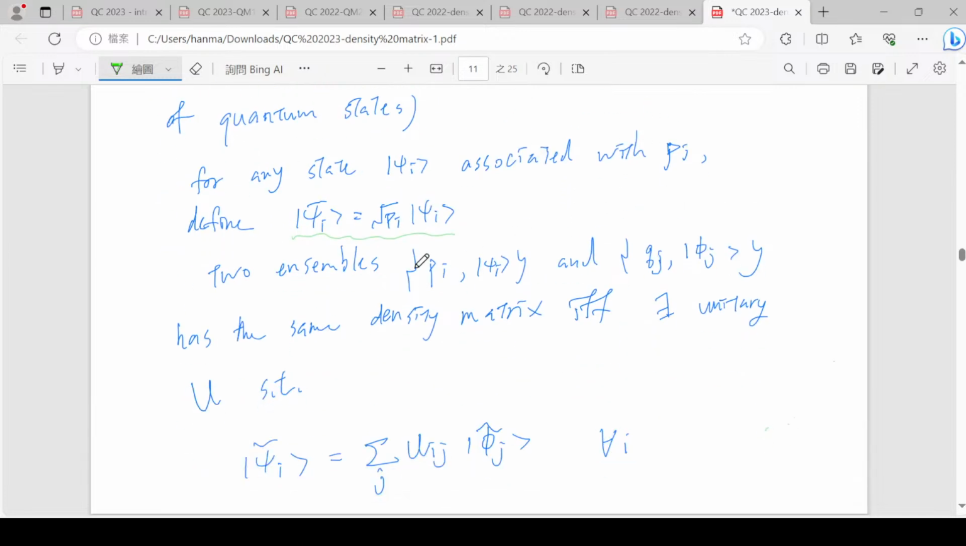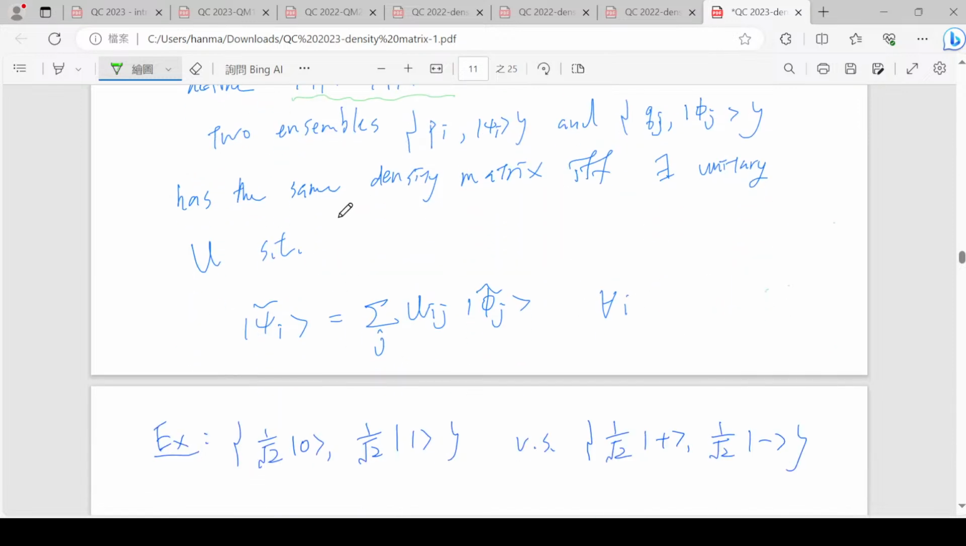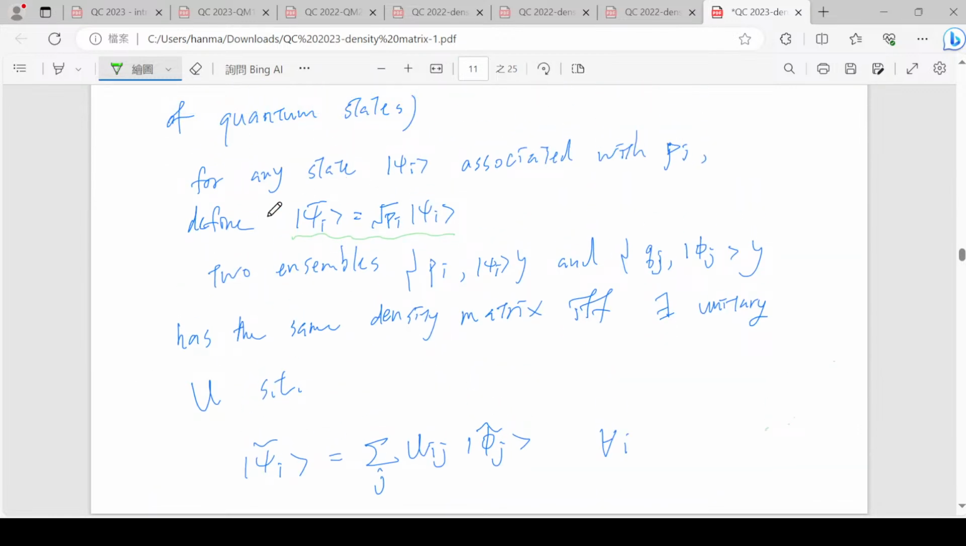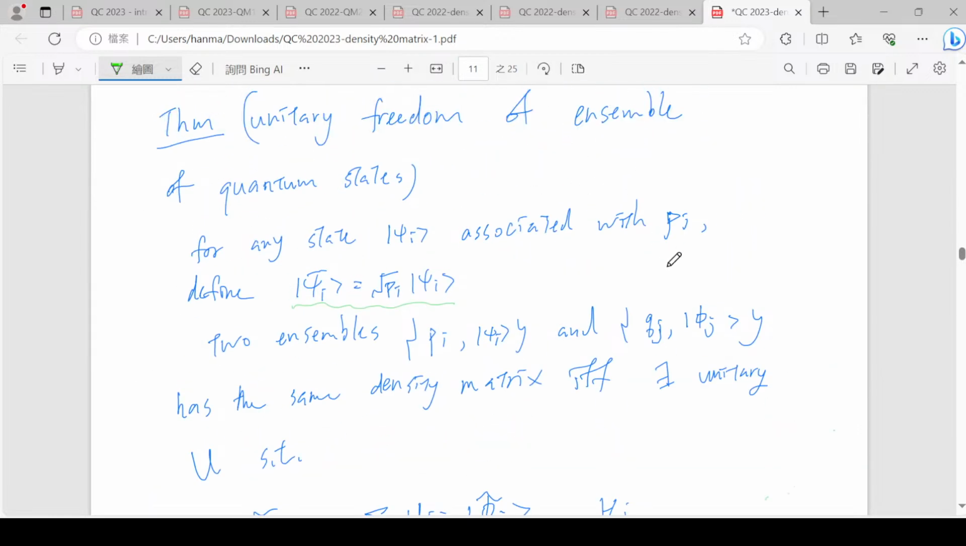And so we have a very strict characterization here once again. We have two ensembles described by p_i, psi_i and q_j, phi_j. We say they have the same density matrix if and only if the following condition holds. And before describing the condition, we have some definitions we'll introduce here.